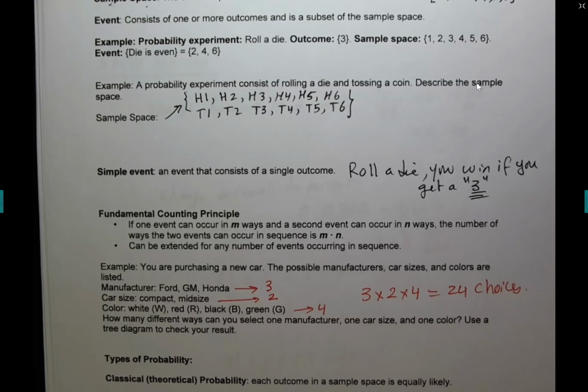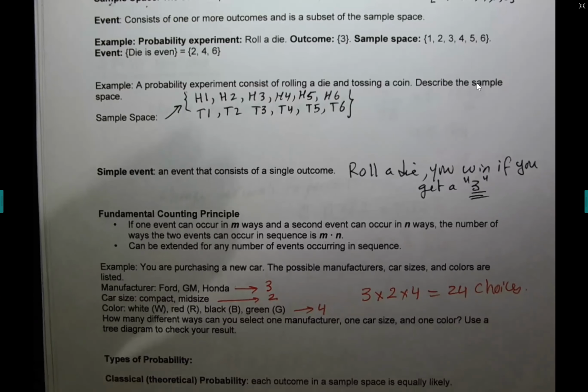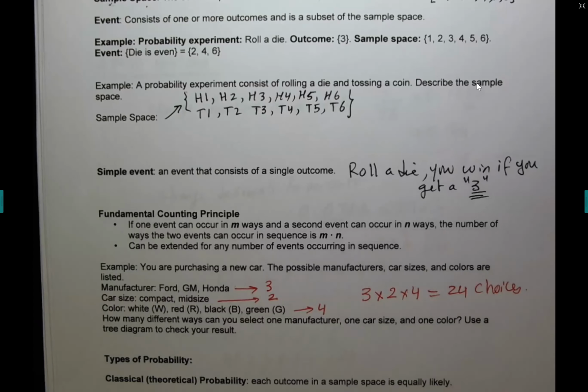The bottom line, guys, is 2 events are happening at the same time. If the first event can happen m times and the second event can happen n times, the 2 events together will happen m times n times, just like the die and the coin. The coin can happen 2 times, head or tail. The die 6 times, together it's 2 times 6.